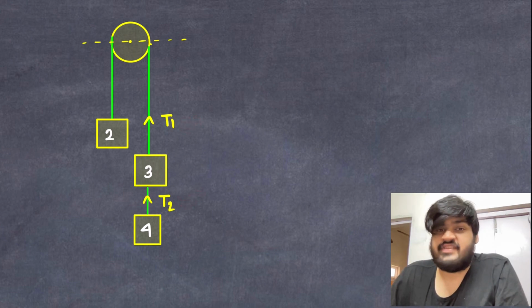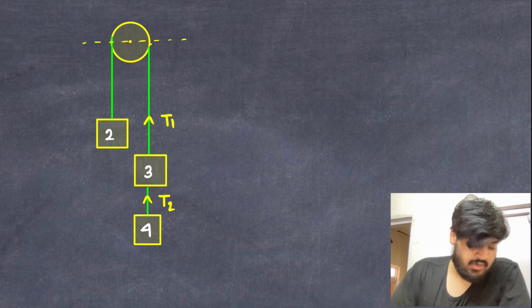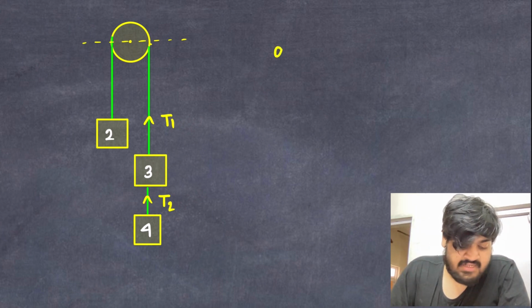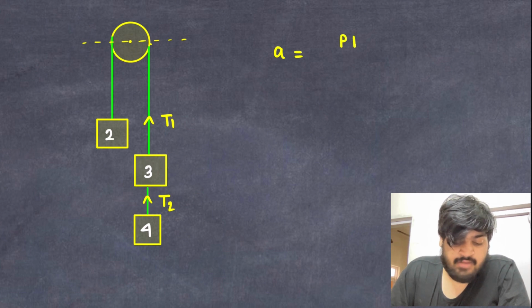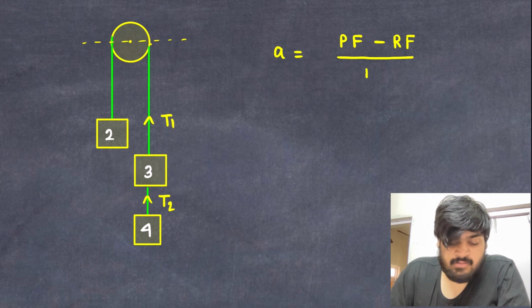Okay, so again use the same concept that I just taught you. First of all, you need to find the acceleration. So what will be the acceleration? Acceleration will be the total pulling force minus the total resisting force divided by the total mass, right?